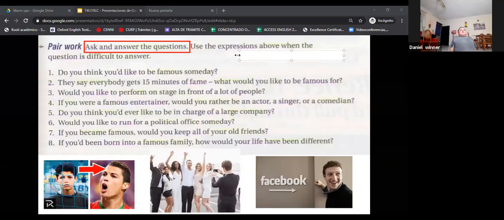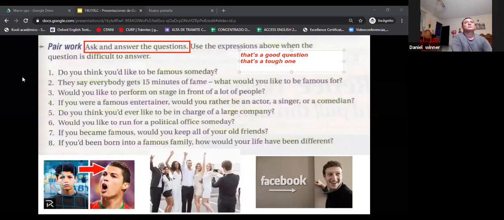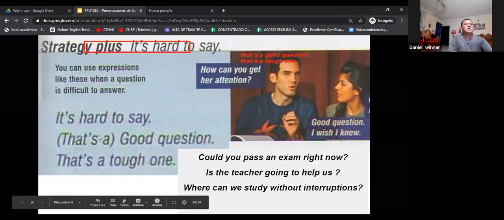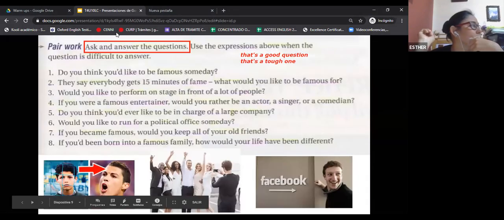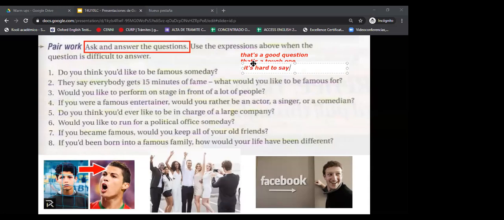And what is the other expression? It's hard to say. It's hard to say, yeah. Go ahead. Ask, answer, please. Guys, ask and answer.